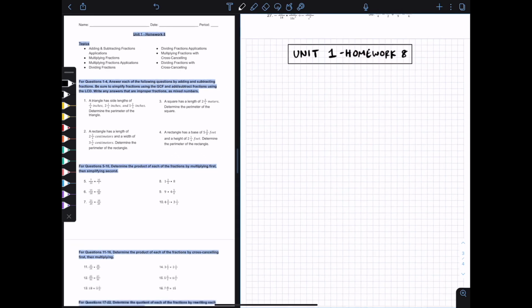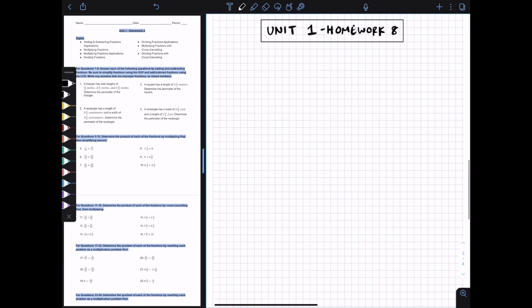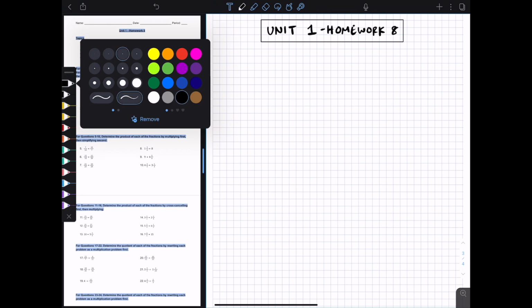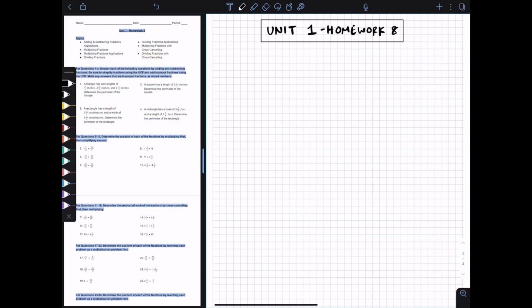All right, so we're focusing on fraction work here. So let's go ahead and get started. I'm not really going to edit too much here. You can see everything I'm doing.